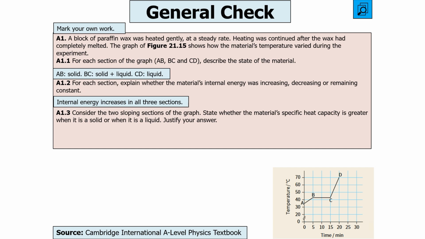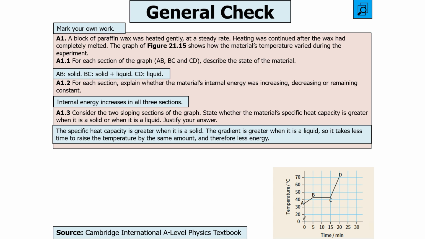Now in the next one, in the two sloping sections, the specific heat capacity is greater when it's a solid, because the specific heat capacity is the energy needed to change the temperature by 1 degree Celsius when you have 1 kilogram. Now the gradient is greater when it's a liquid, so it takes less time to raise the temperature by the same amount when you transfer the same amount of energy, so therefore less energy is needed.